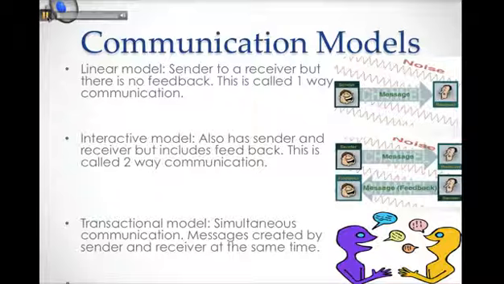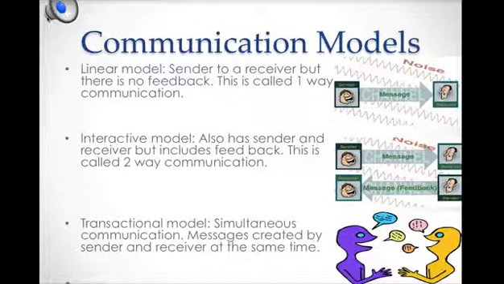There are three major types of communication models, being the linear model, the interactive model, and the transactional model. First, we'll talk about the linear model. In this model, there is a sender who relays a message and a receiver who takes in this message. But in this model, the receiver gives no feedback. This is called one-way communication.